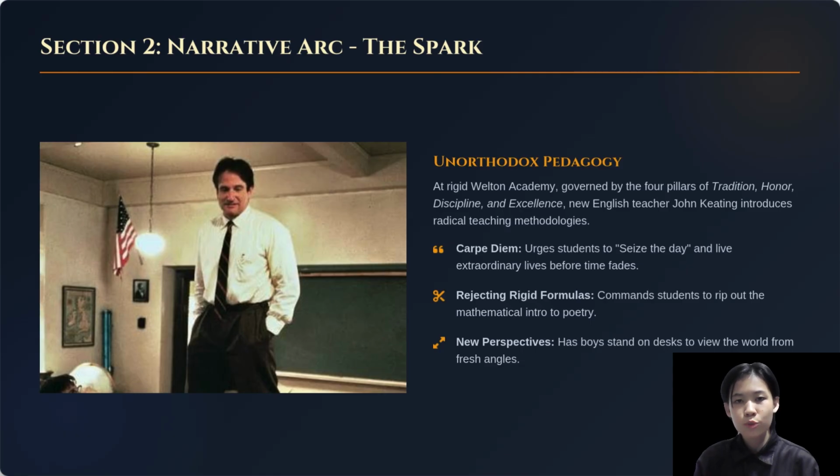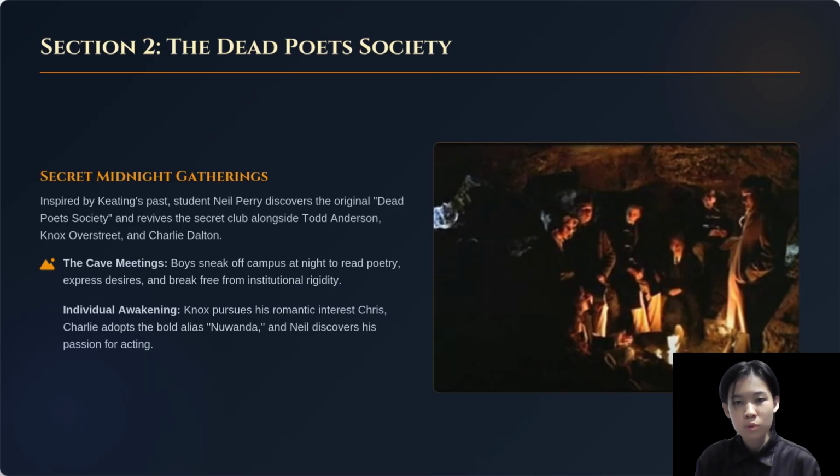Inspired by Keating, a student named Neil Perry uncovers an old yearbook and discovers that Keating was once part of a secret group called the Dead Poets Society. Neil, along with his roommate Todd Anderson and a few close friends, decide to secretly revive the club. They sneak out late at night to a nearby cave to read poetry and express their true thoughts, free from school authority. This experience inspires the boys to pursue their real passions.